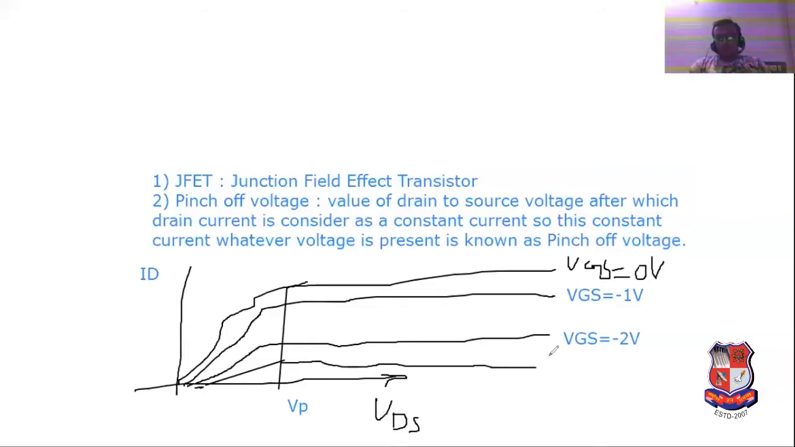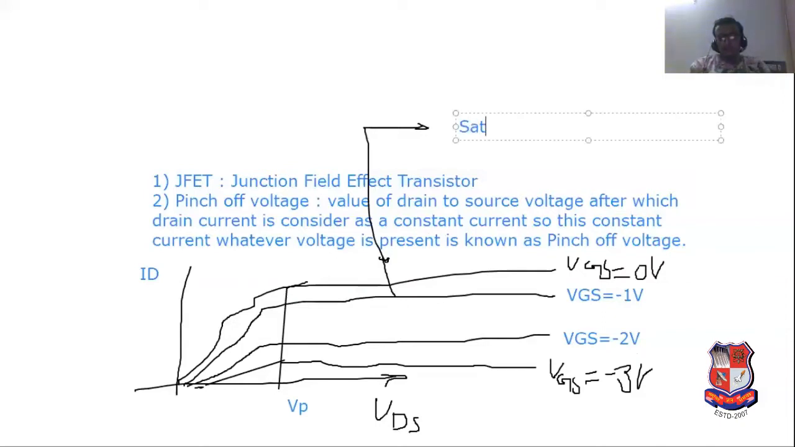See this. Here it is at VGS equal to minus 3 volt. And below, at VGS equal to minus 4 volt, the drain current is equal to 0. So it is the characteristics of N channel JFET. It is considered as the saturation region. I have mentioned this here.